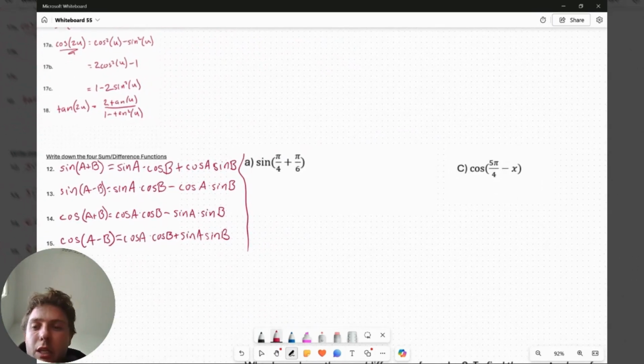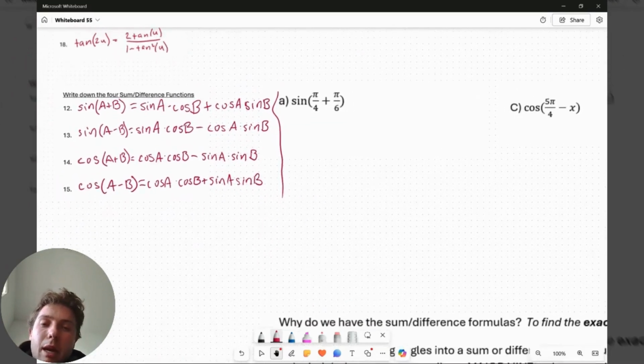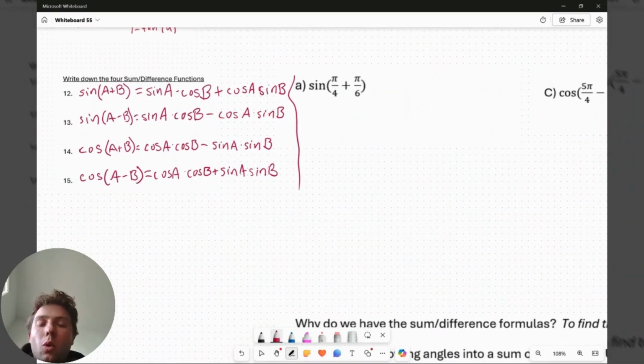So what this allows us to do is find exact values for angles that may not be on the unit circle. Whether it's for radians or for degrees, we can utilize this idea. So using this sine, then, we know we're just going to add our two angles here. We're just going to apply the formula now.